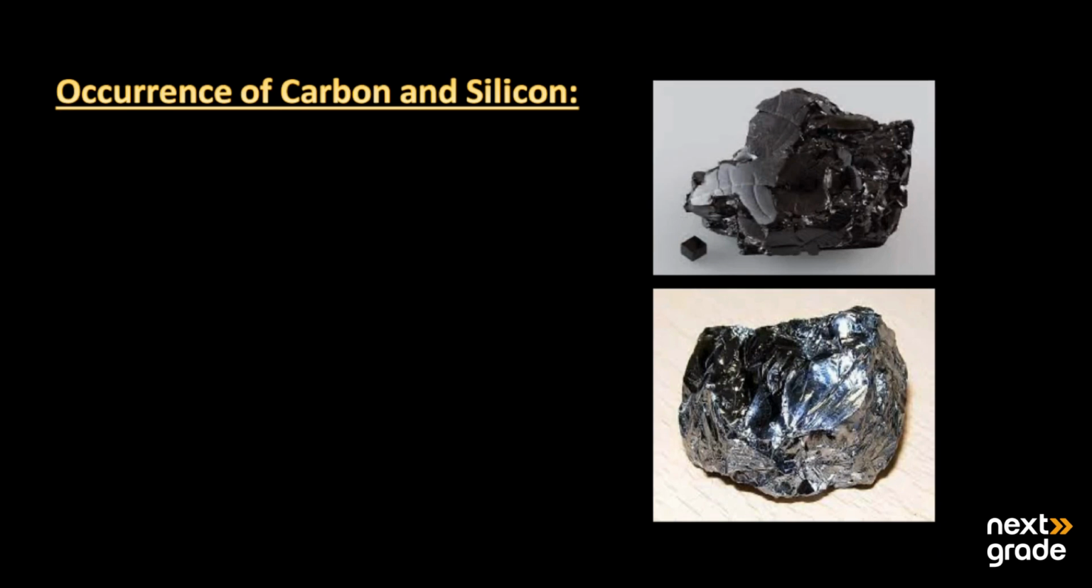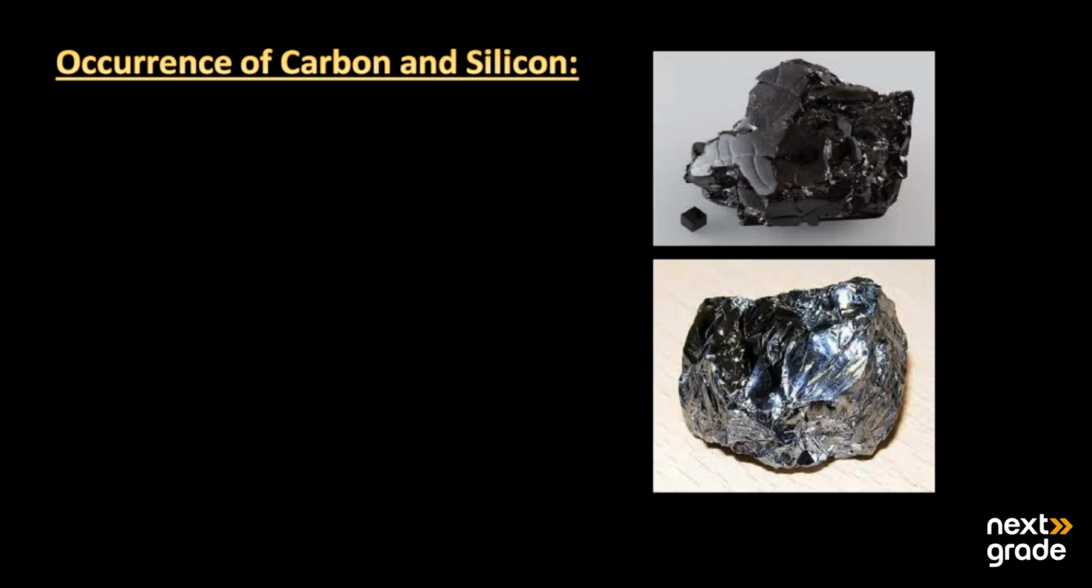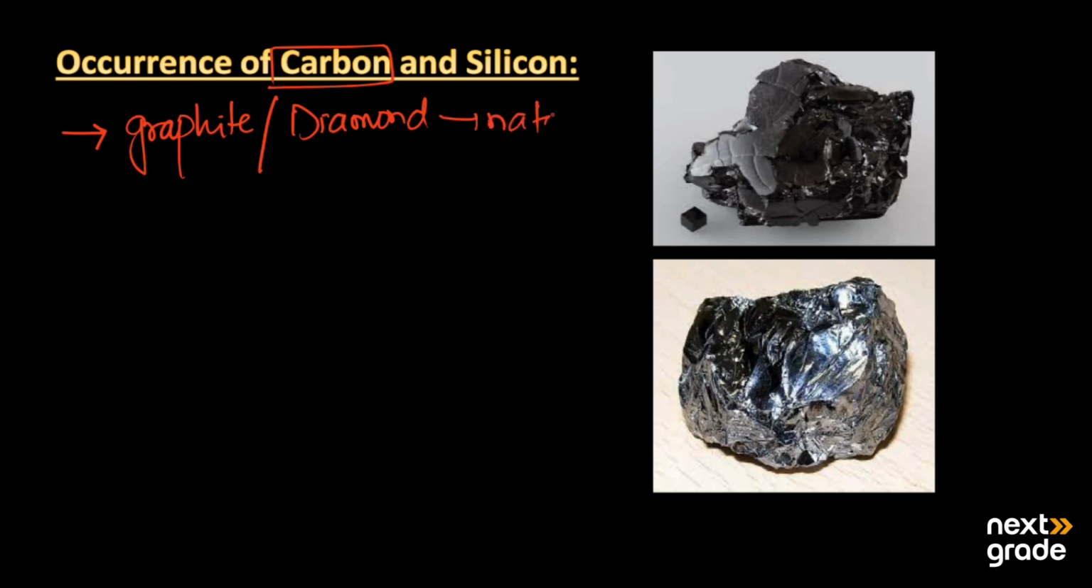Next, we have the occurrence of carbon and silicon. Where are carbon and silicon found? The first one is carbon. Mainly carbon is a naturally occurring substance and it occurs mainly in two states. One of its states is graphite, and the other is diamond. It is the occurrence of carbon. It is present in nature.